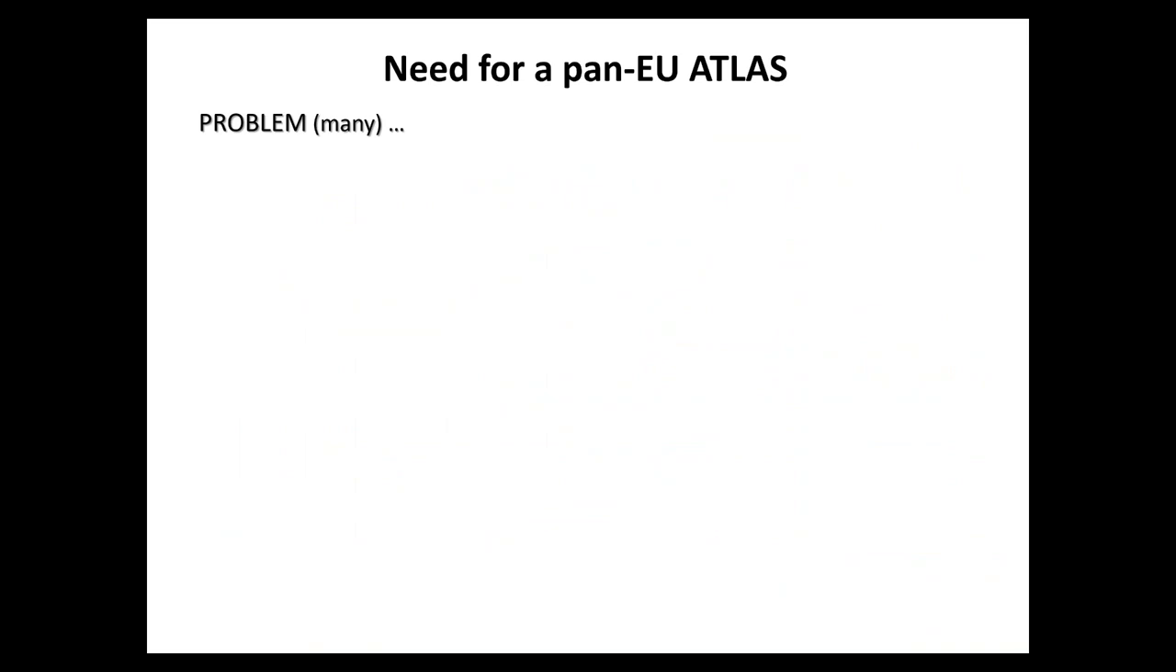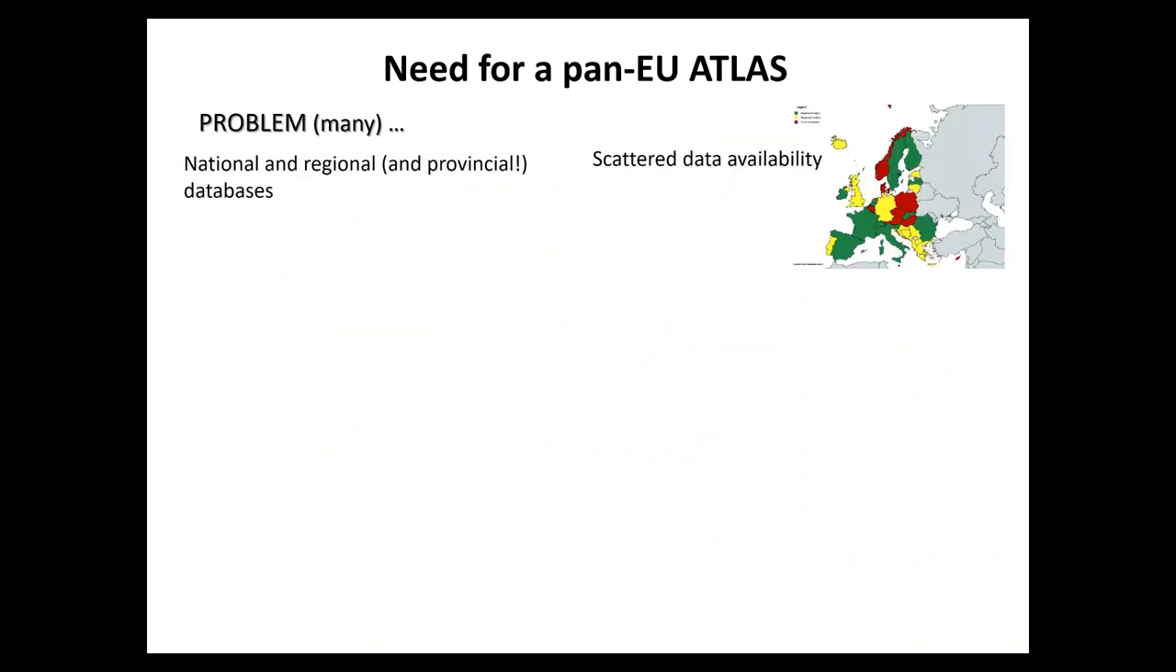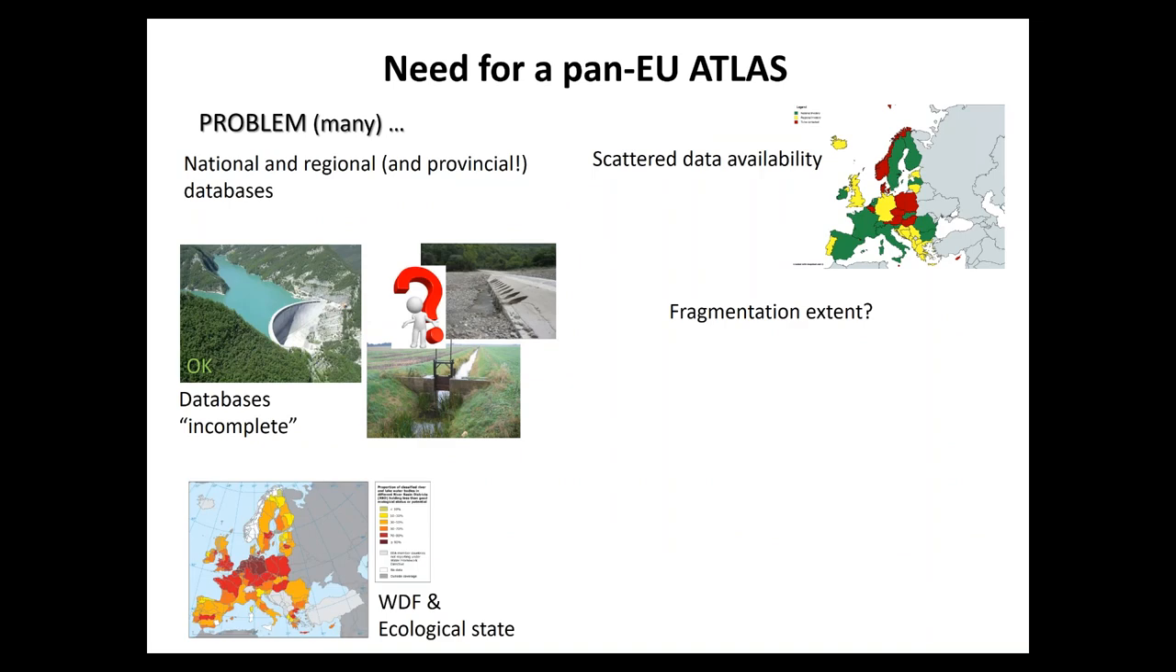So this convinced us once more of the need of a pan-European atlas, because the problems are many. We have national and regional, and sometimes even more detailed and smaller scale databases. We have scattered data availability, so data are not the same between different databases across Europe. Some databases are incomplete. Some of them collect information at the national scale, but only concerning some types of barriers. So we do not have complete information. And often the information on small barriers is missing, even if we have seen that these represent the biggest problem for river fragmentation.